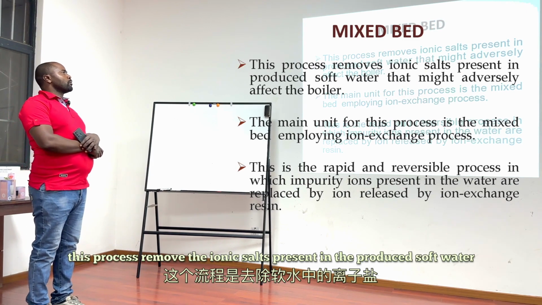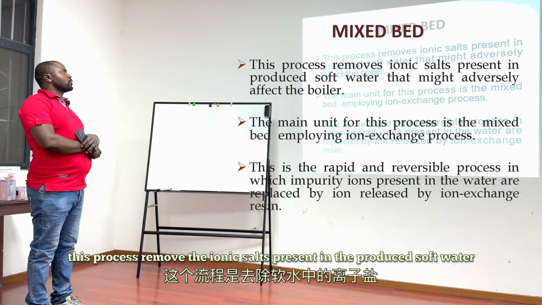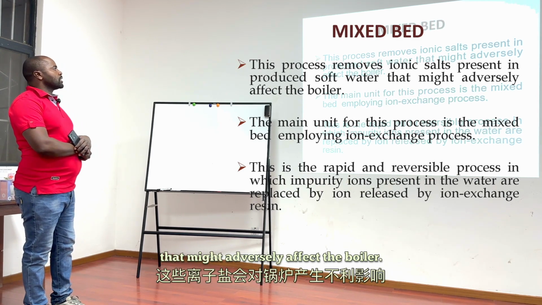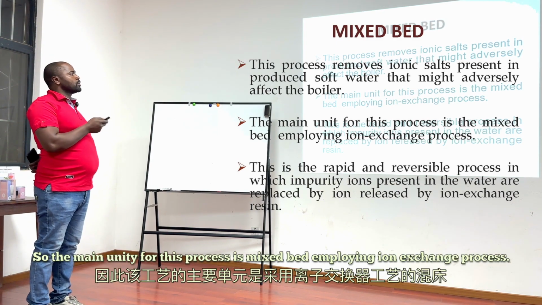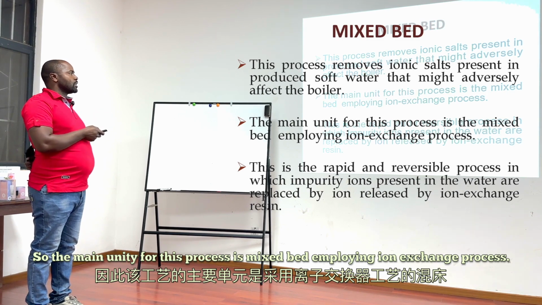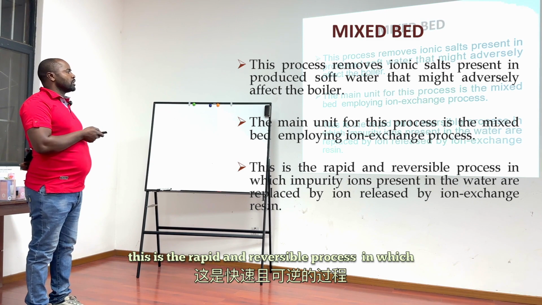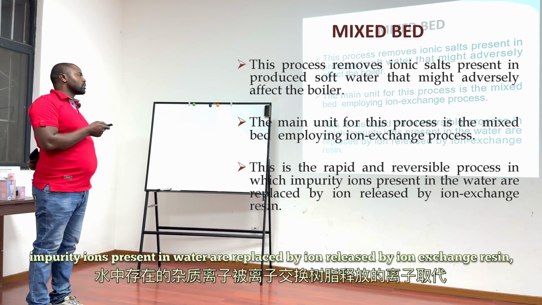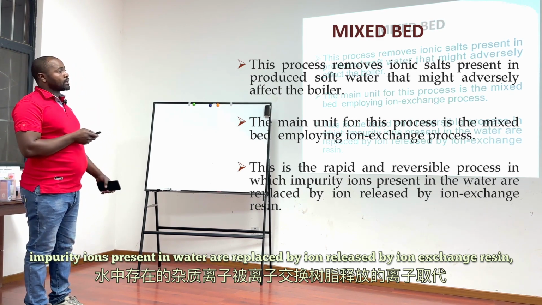Mixed bed. This process removes the ionic salt present in the produced soft water that might adversely affect the boiler. The main unit for this process is the mixed bed, employing an ion exchange process. This is a rapid and reversible process in which impurity ions present in the water are replaced by ions released by the ion exchanger.